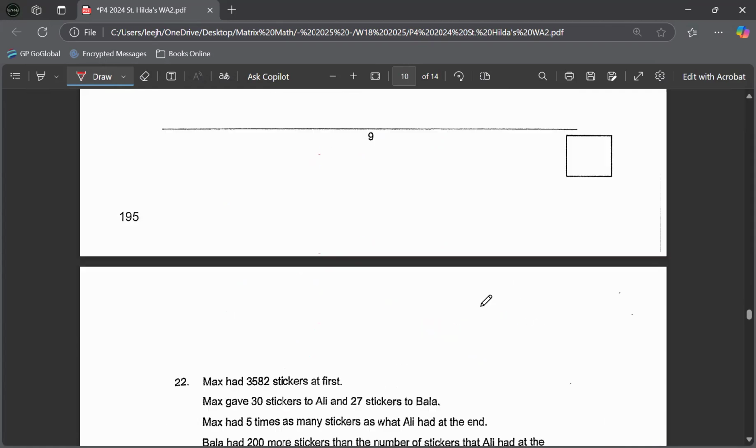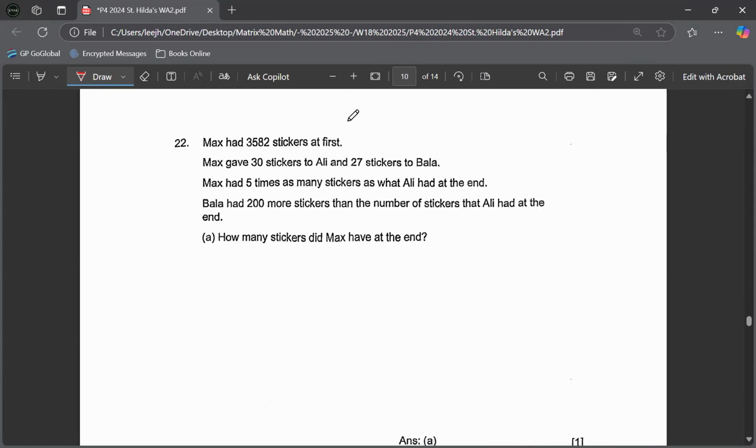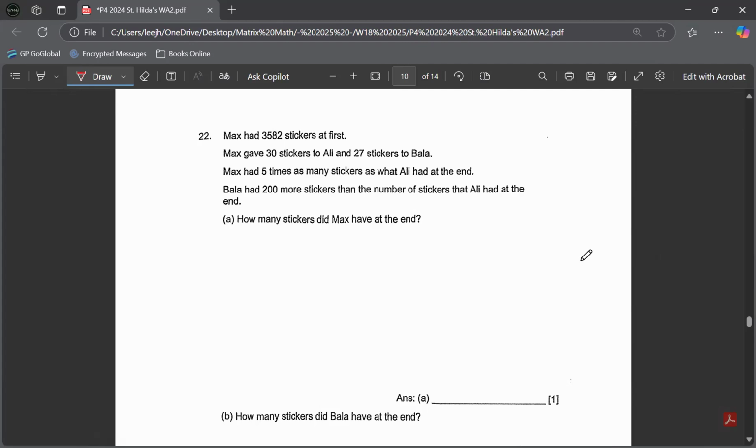Okay. Question 22. Max had 3,582 stickers at first. Max gave 30 stickers to Ali and 27 stickers to Bala. Max had 5 times as many stickers as what Ali had in the end. Bala had 200 more stickers than the number of stickers that Ali had at the end. So how many stickers did Max have at the end?